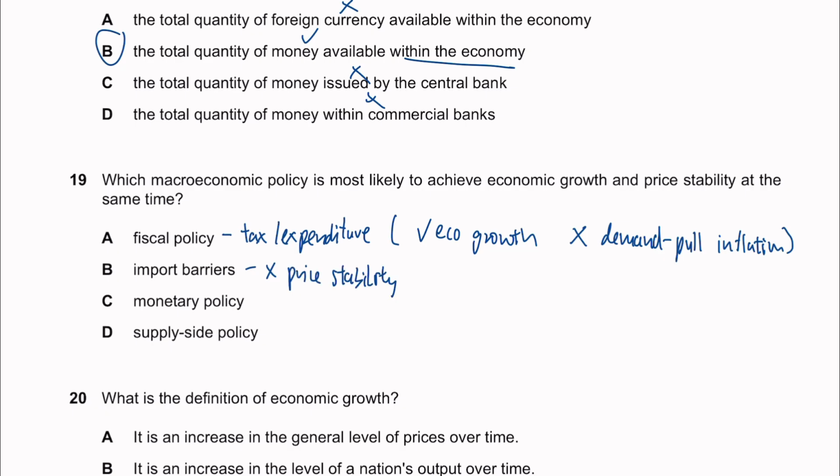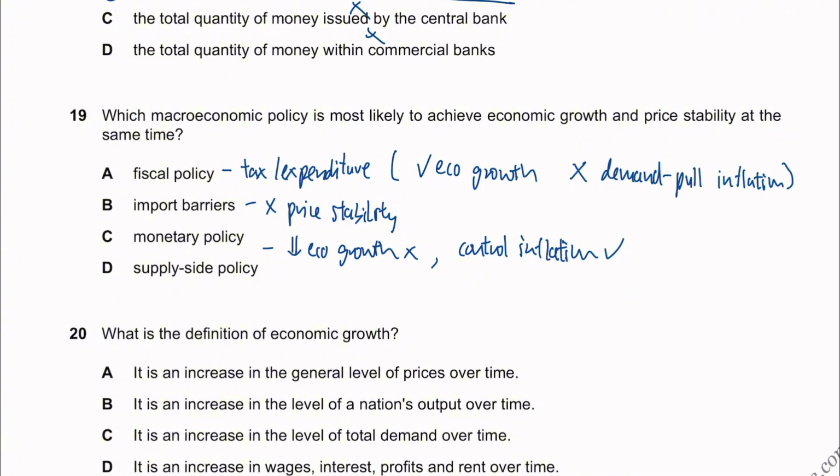Monetary policy. First, correct. It can be used to control inflation by increasing the interest rates. Again, it will slow down economic growth. For example, when you increase your interest rates, you make your borrowing costs higher. So this will discourage producers and consumers from borrowing loans to invest and consume in the economy. So this will slow down economic growth. But this can control inflation, which is controlling the price.